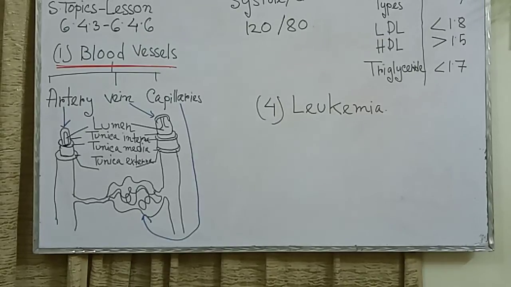LDL or low density lipoprotein is greater than 1.8 millimole per liter. HDL less than 1.5 millimole per liter. Triglyceride greater than 1.7 millimole per liter. Foods such as butter, prawn, oyster, liver of cattle, egg, especially egg yolk, contain a high amount of cholesterol.